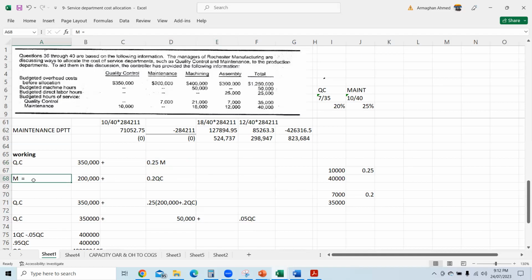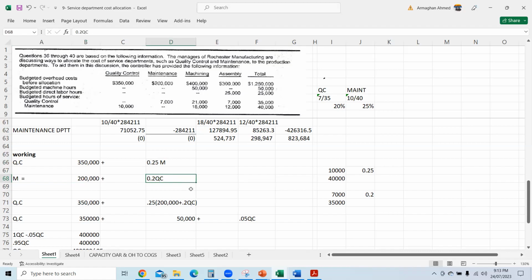Then for maintenance, you will do the same. Maintenance own cost is how much? 200,000. And how much will it receive from quality control? 7,000 out of 35, so 7 over 35, that means 20%, right? Agree? So maintenance will receive 7 over the total 35, which means 20%. It means the maintenance cost will be its own 200 plus 20% of quality control.